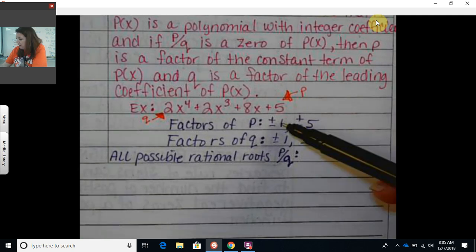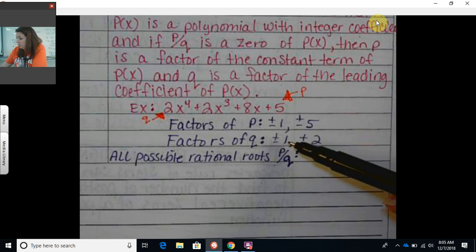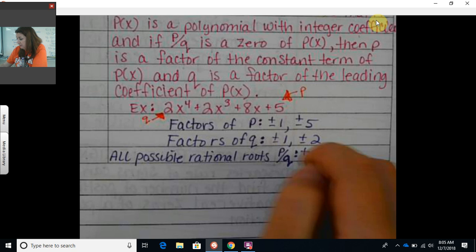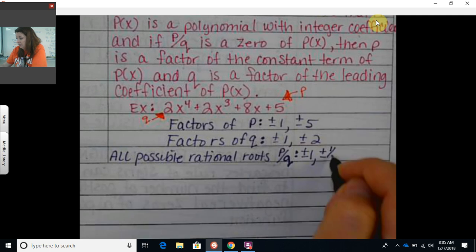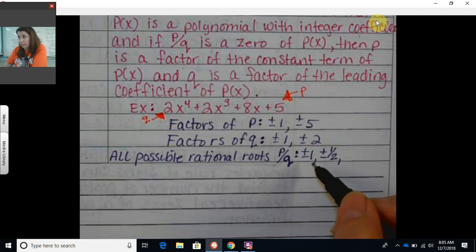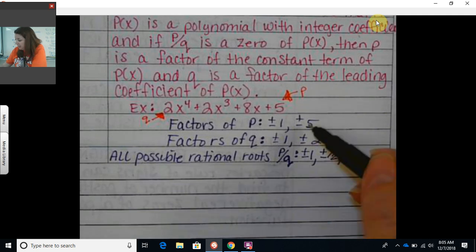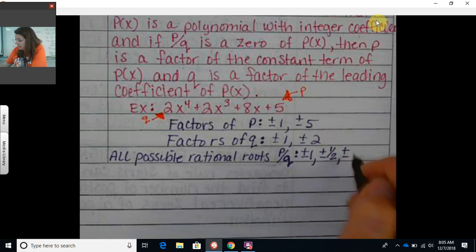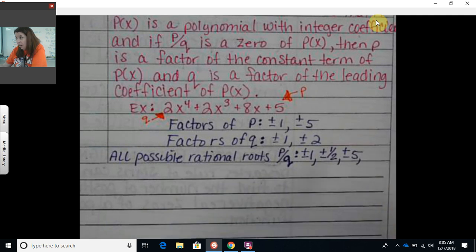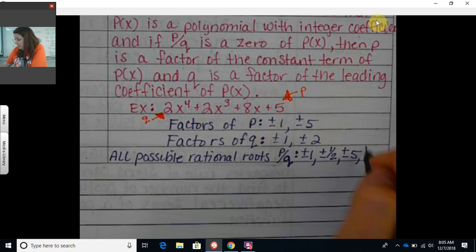What's 1 divided by 1? 1. So that P divided by that Q is going to be positive, negative 1. Now, do 1 divided by 2, we get 1/2, right? So positive, negative 1/2. That's a rational number. It's a fraction. 1 is rational because I can turn it into a fraction. Now let's move to 5. 5 divided by 1 is 5, so we'll have positive negative 5. And then 5 divided by 2, just leave it 5 halves, positive negative 5 halves.